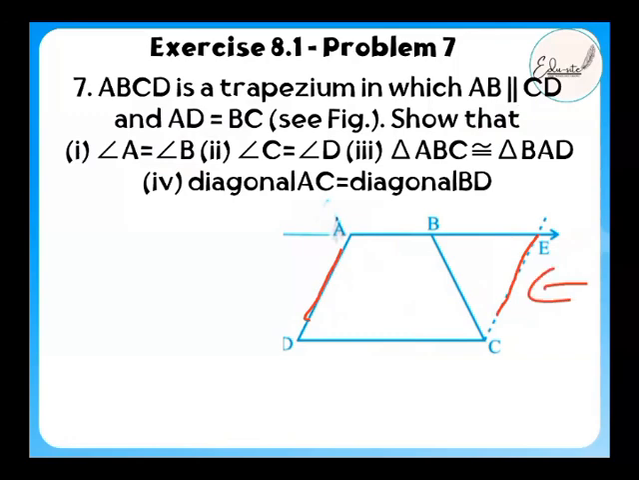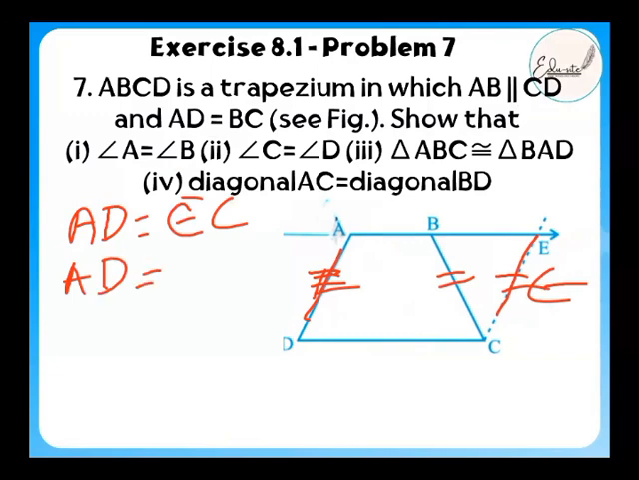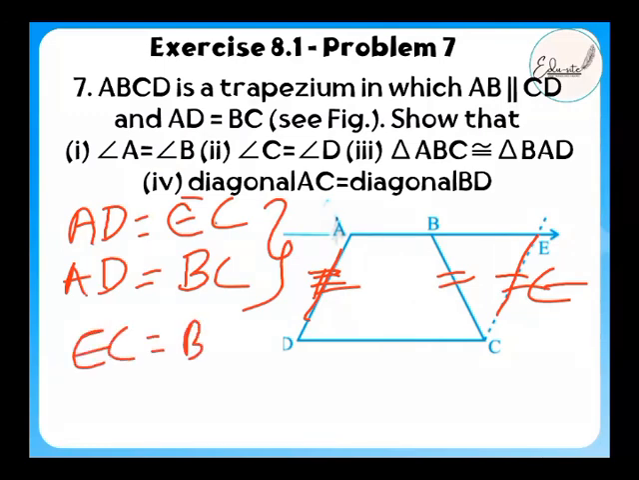So AD is equal to EC, but we also know that AD is equal to BC, right? First, we know that AD is equal to EC. Then we also know that it's already given in the question that AD is equal to BC. From this, what can we infer? If AD is equal to EC and AD is equal to BC, then EC is equal to BC. This and this are equal.